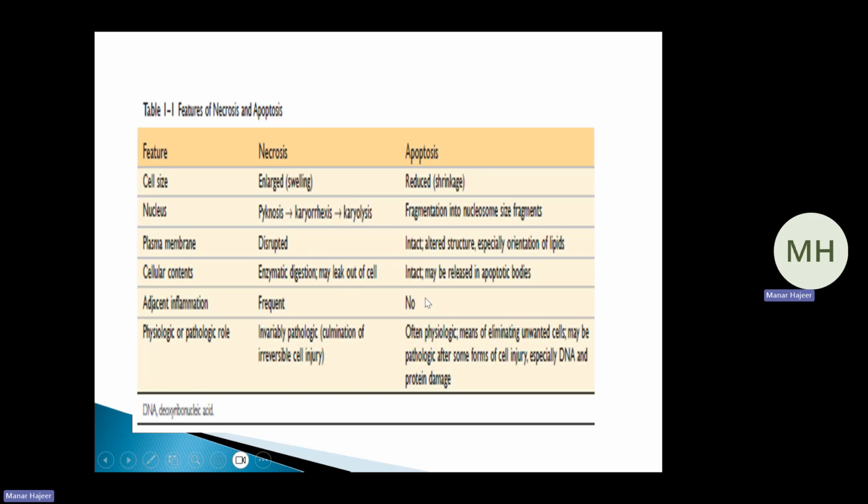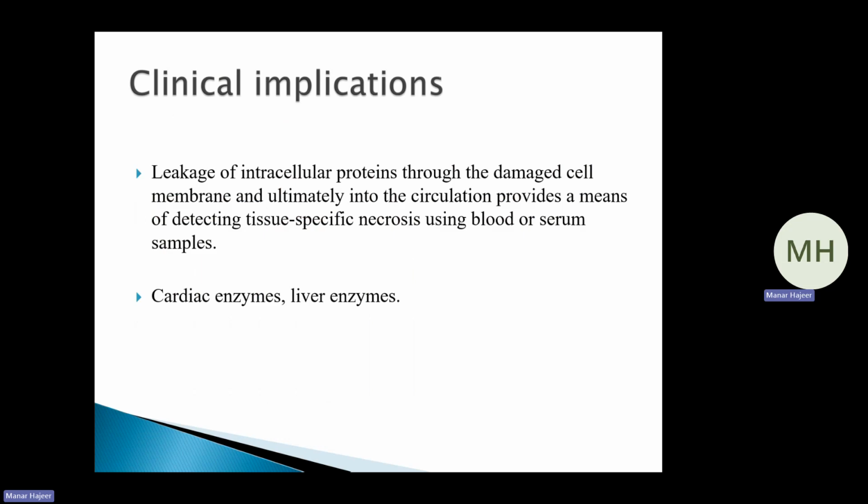That's why we call it the clean cell suicide. Necrosis is almost always pathologic. There is no physiologic necrosis. بينما الابوبتوسيس راح تشوفوا في محاضرة الابوبتوسيس إنه في عنا we have physiologic forms of apoptosis and pathologic forms of apoptosis. So these differences are important, and this table is required.